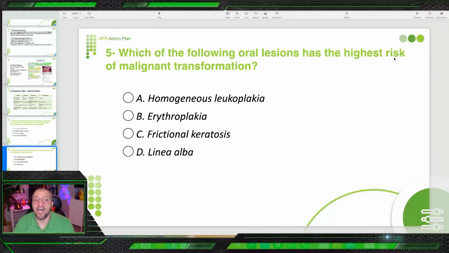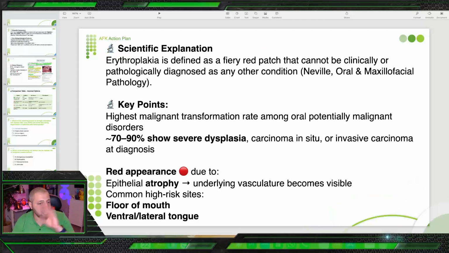Last question for today. Which of the following oral lesions has the highest risk of malignant transformation? Homogeneous leukoplakia, erythroplakia, frictional keratosis, linea alba. So let's understand the problem here. Erythroplakia, which is red, we just discussed two questions ago, is defined as a fiery red, velvet-like patch that cannot be clinically or pathologically diagnosed as any other condition. This one has the highest malignant transformation rate.